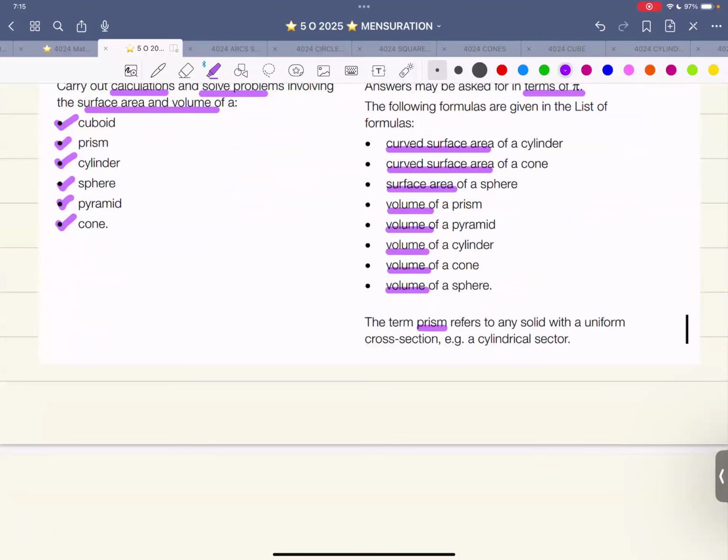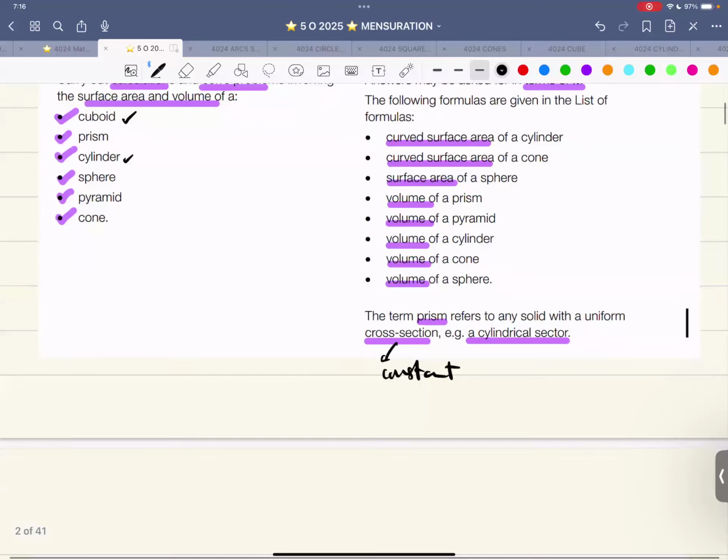The term prism refers to any solid with a uniform cross-section. So now, technically, for some people, they do not consider a cylinder to be a prism. Why? Because the edges are not straight. But for our purposes, we consider all these to be a prism. A cuboid is a prism. A cylinder is a prism. A cone is not a prism. As long as the cross-sectional area is constant, and it's standing or lying down, it would be considered a prism.